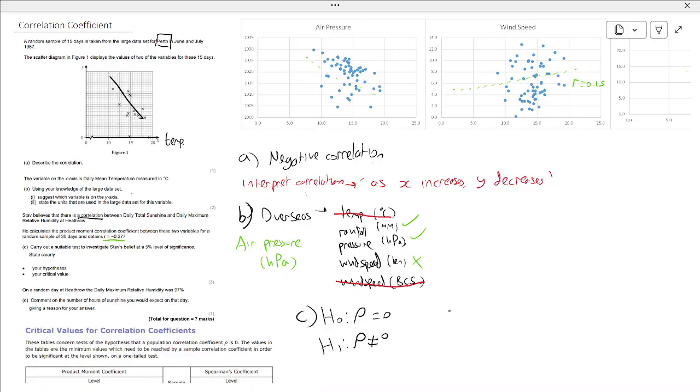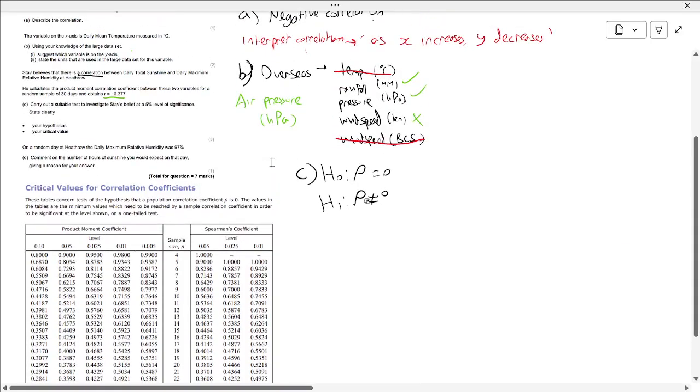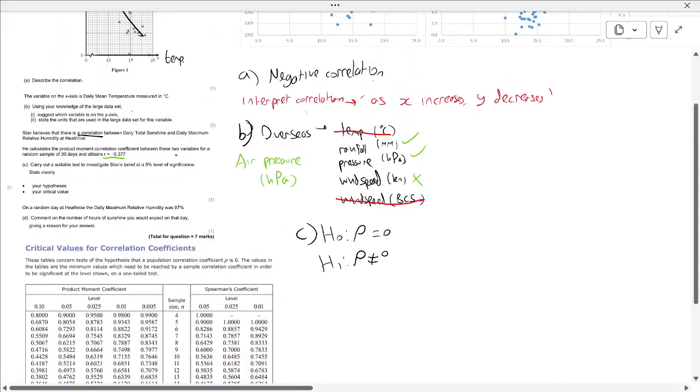So what we see is some negative correlation. It's not a very strong one, yeah? It's quite close to 0. Question is, is this a strong enough correlation? Well, let's have a look at the critical value. Our sample size here, it says, is a sample of 30 days. That means that n will equal 30.